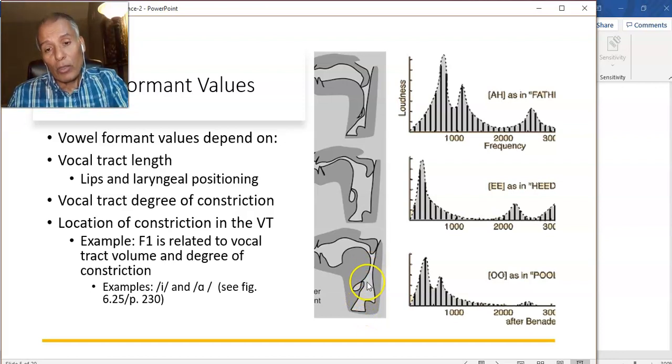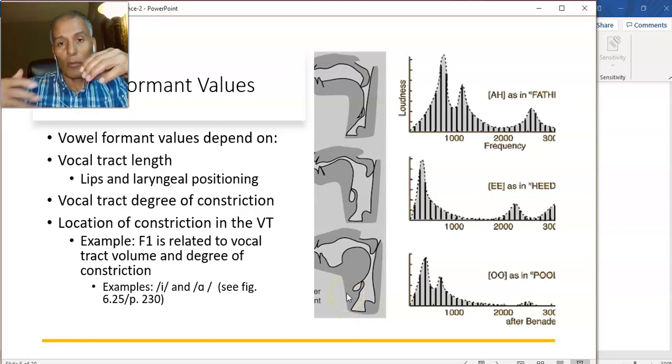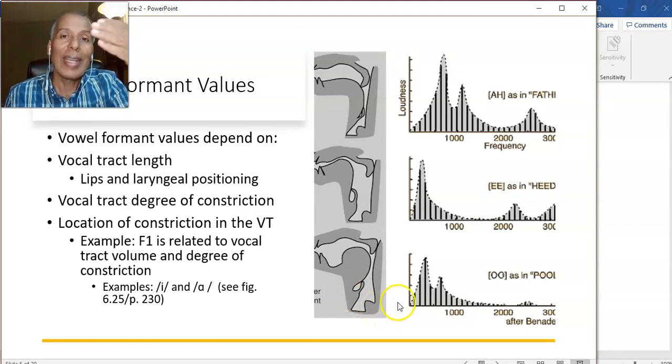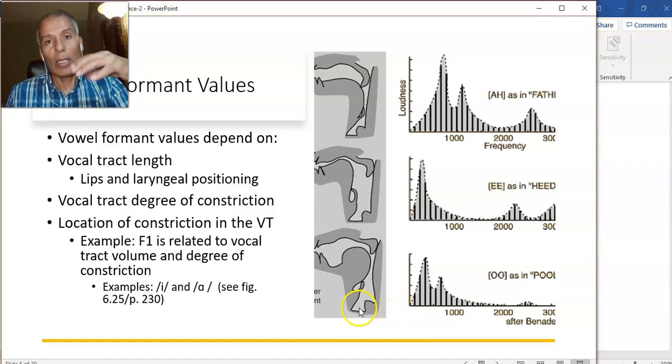There is a constriction in the hypopharynx. See, a constriction that should give you a high frequency for ooh, but it does not. The reason is the law that says the longer the tube is, the lower the frequency. That overtakes the other one. That dominates it.